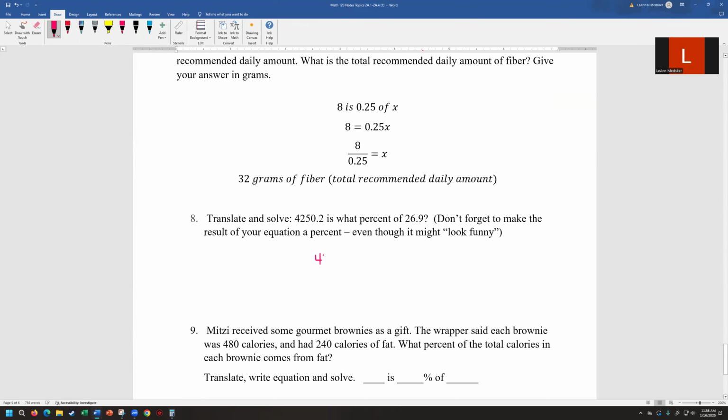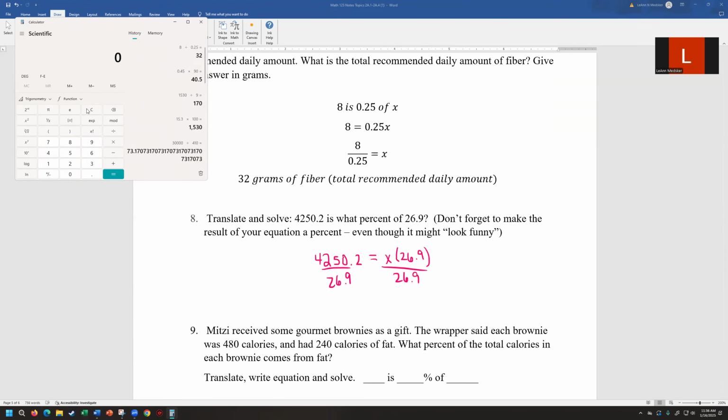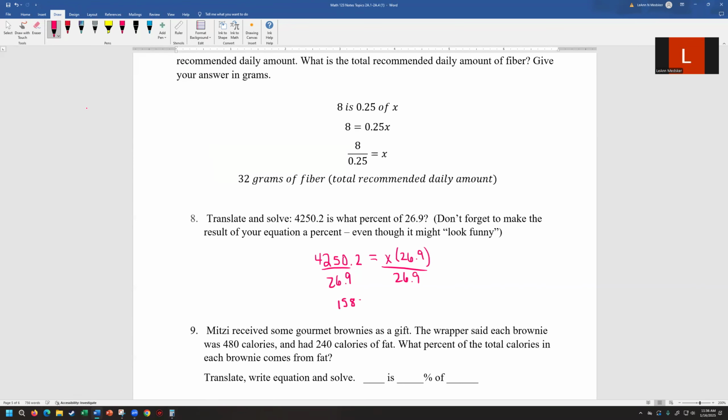So we have 4,250.2 equals what percent? I don't know my percentage, and then times 26.9. Remember, we said you always divide by the one next to this. And this is where you could get yourself into trouble with these problems, because when you divide this, it's already going to look huge, just because the part is so much bigger than the whole. But this is not your percentage. This is in decimal form right now. So to make it a percentage, you have to move that decimal 2 places to the right.